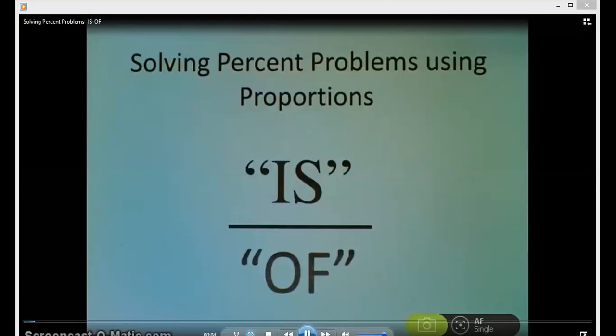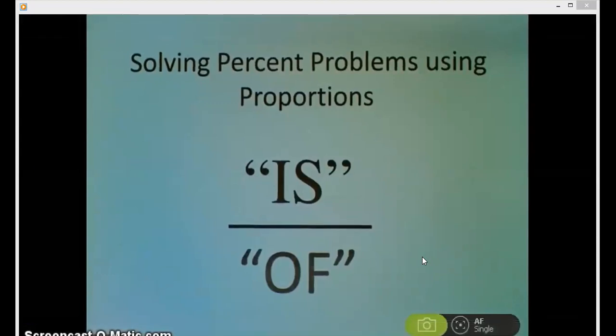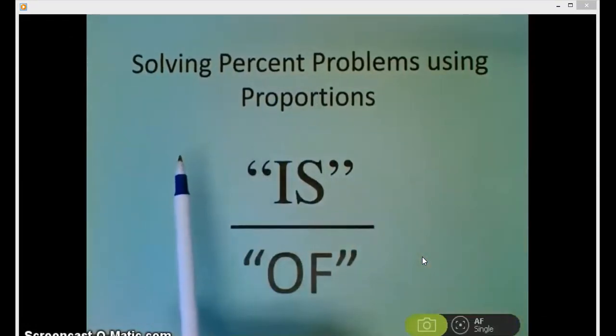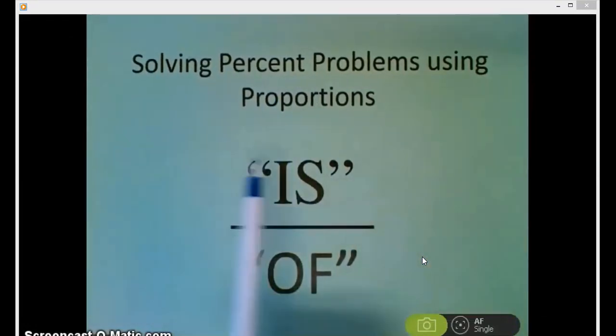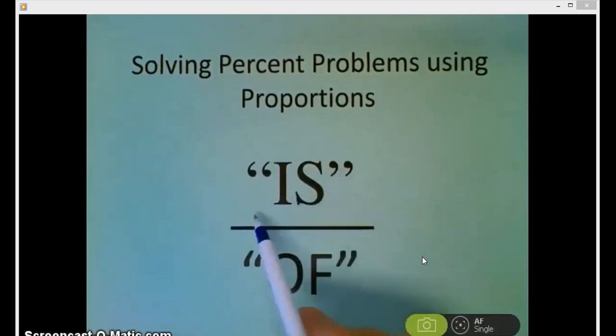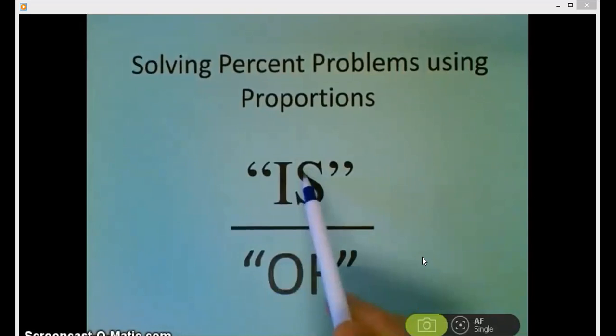Take notes on this. Now, I've been telling you that you need a math notebook, but if you don't have one, we will pause the video so that you can pick up some paper right now. Okay, when we have to solve percent problems, they can be kind of confusing, unless you remember this very simple little trick: is over of. Is over of. I'll show you some examples.